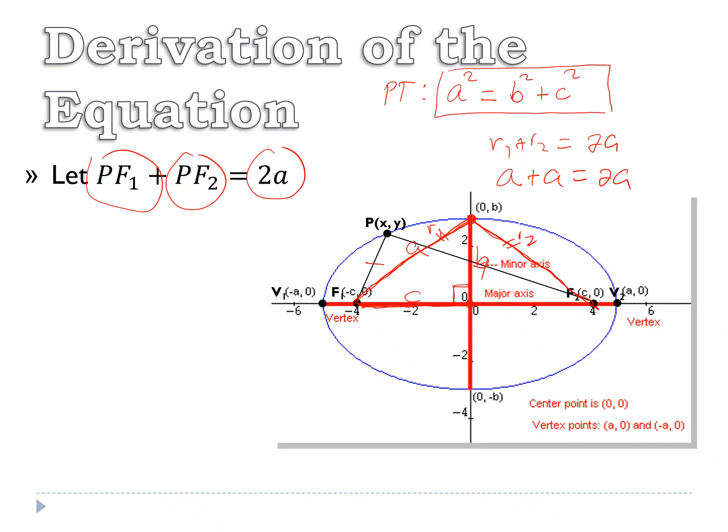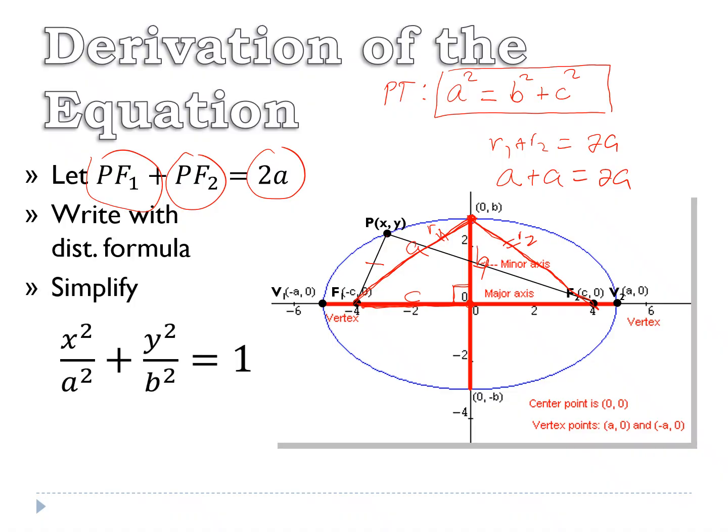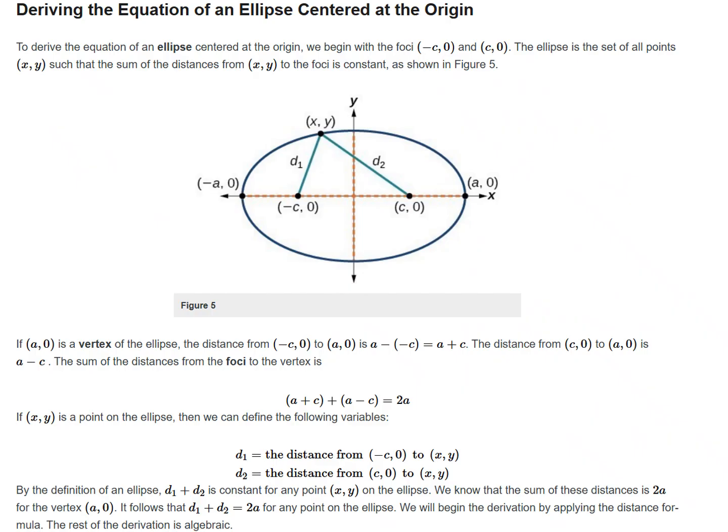So we will base our derivation on this relationship here. So we get this standard form. This is the equation that we are going to derive. Okay, these are the details of the derivation.